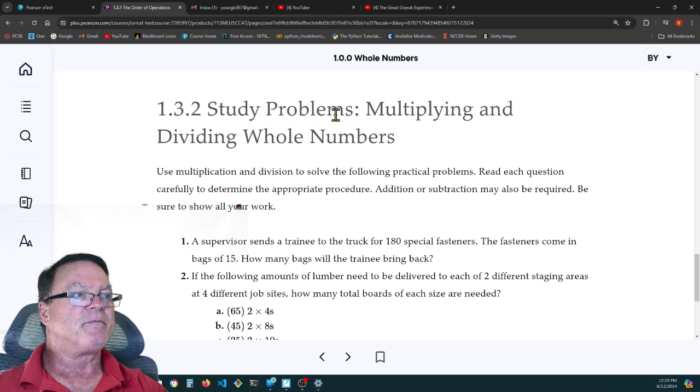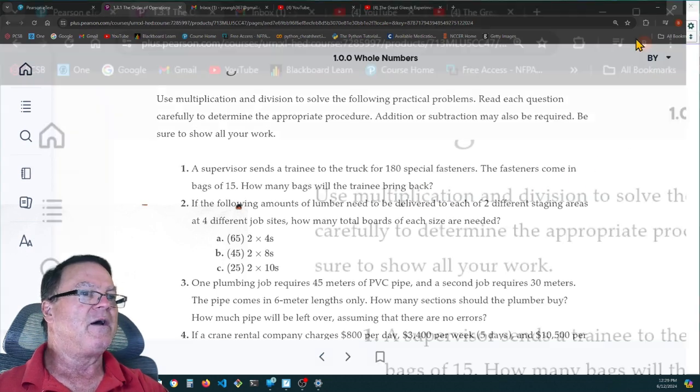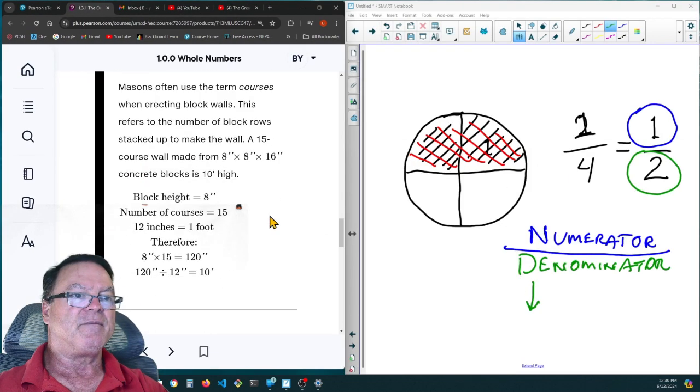1.3.2 study problems, multiplying and dividing whole numbers. Okay, we've done some multiplication and division of whole numbers. A supervisor sends a trainee to the truck for 180 special fasteners. Fasteners come in bags of 15. How many bags will the trainee bring back? Well, let's see.